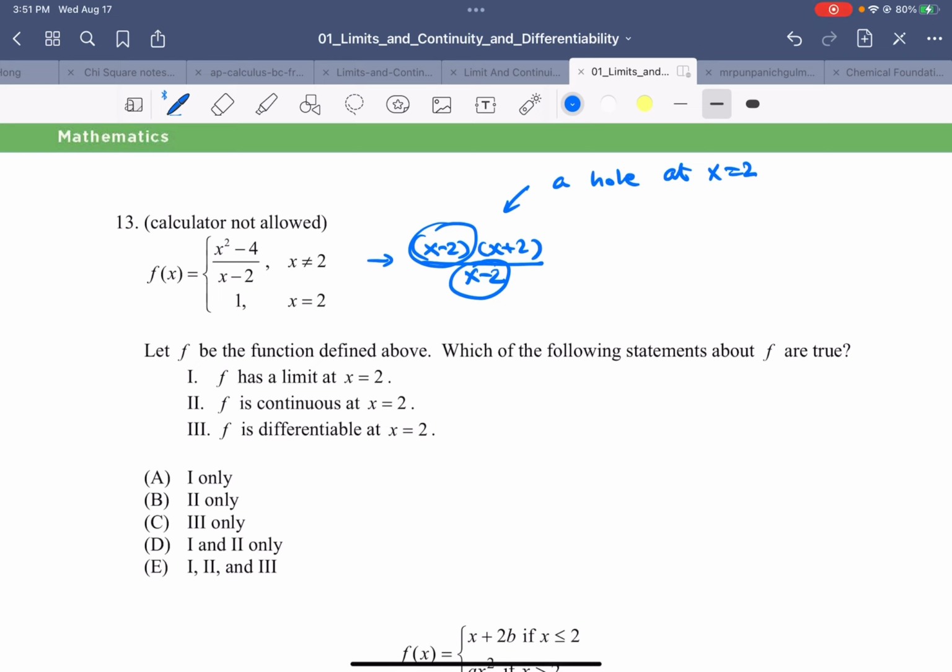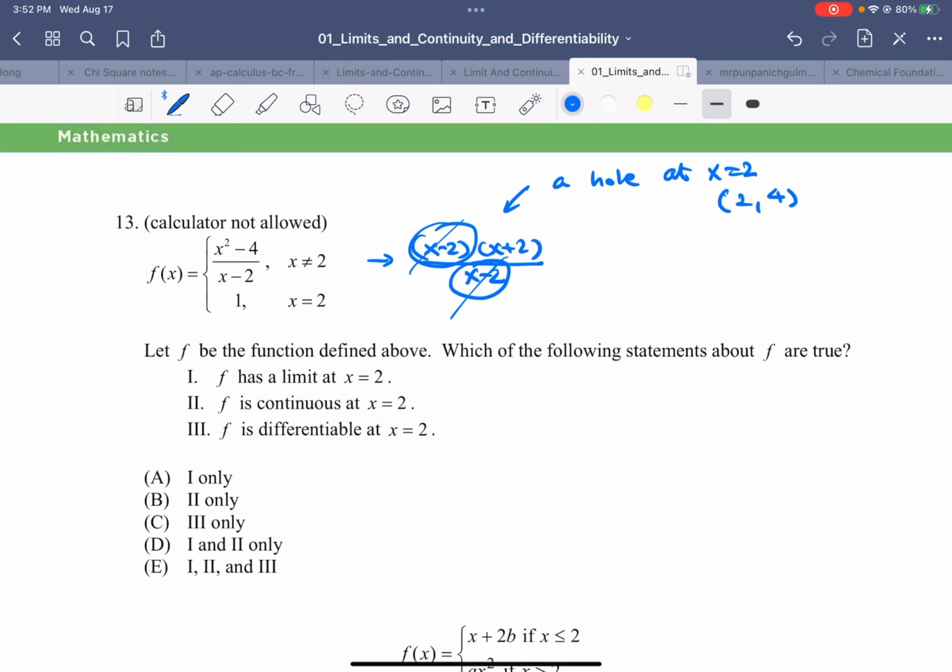If they ask you about the location of the hole, then you can say 2 comma, and the y value is, after you cancel out, you plug in 2 there. So 2 plus 2 is 4. So at 2 comma 4, you're going to have a hole there. Okay, so that's the removable discontinuity.